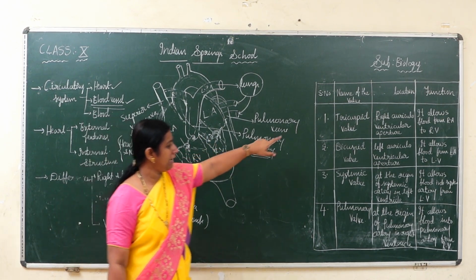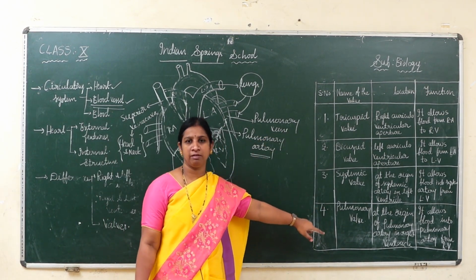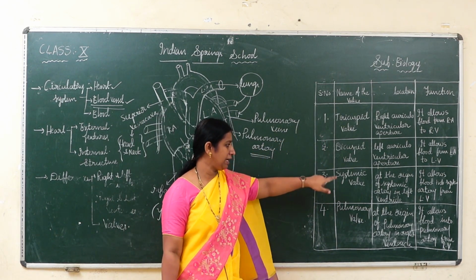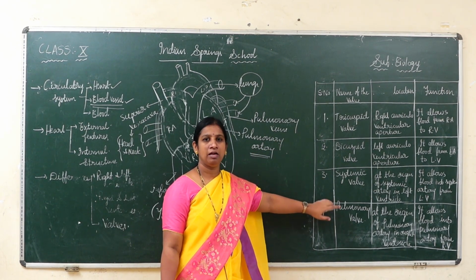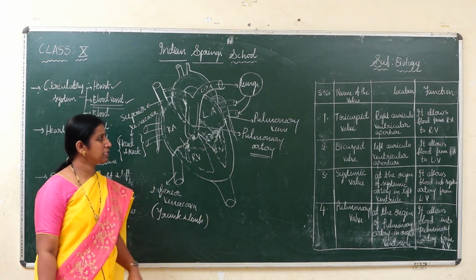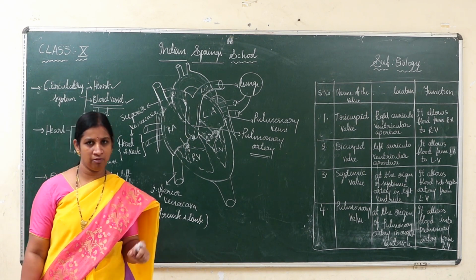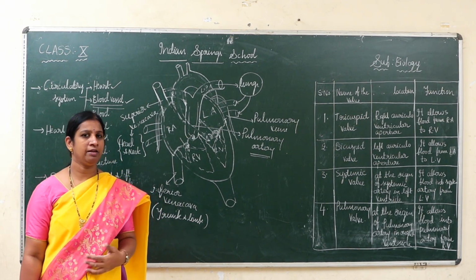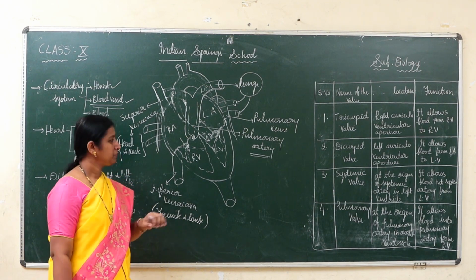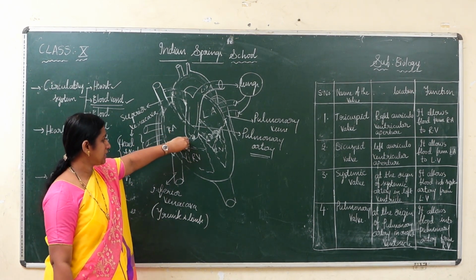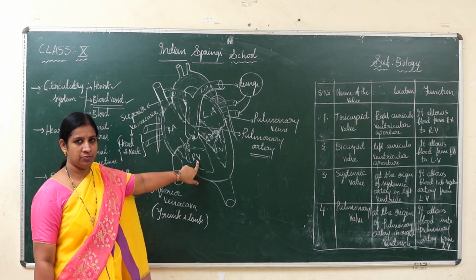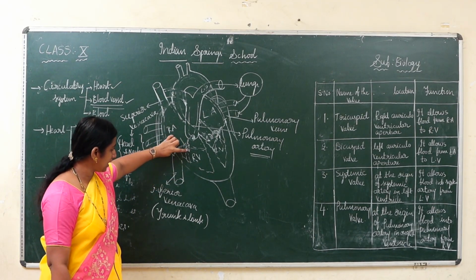Totally we have 4 valves inside the heart: tricuspid valve, bicuspid valve, systemic valve, and pulmonary valve. So let me discuss where they are located and what their function is. Let me start with the first one, the tricuspid valve. As I said before, the tricuspid valve is present exactly in between the right auricle and right ventricle. Exactly where is it located, children?